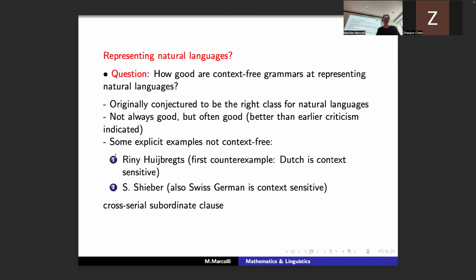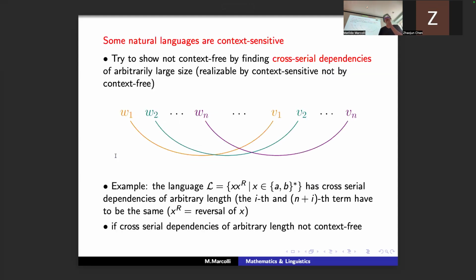The first examples of this kind were noticed first in Dutch and then in Swiss German, which is very similar to Dutch. They have more or less exactly the same structure. They're called cross-serial dependencies. What that means is a dependence that looks like this: you have two loops that you can form, but they cross each other. So the idea is something like this.